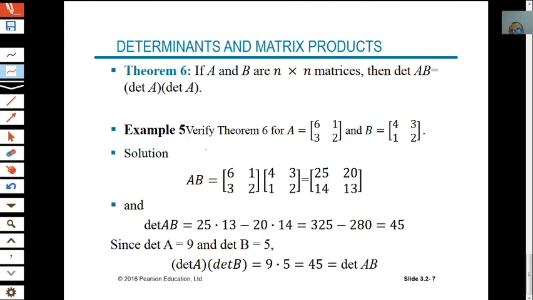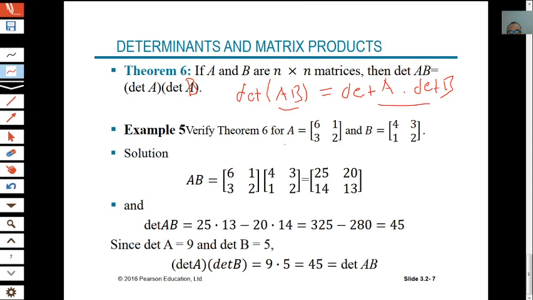And another important theorem: if A and B are n by n matrices, then the determinant of the product of them will be equal to the determinant of A times the determinant of B. Namely, the determinant of the multiplication of them is equal to the determinant of A times the determinant of B. This is very important information. Without finding the multiplication of them, we can easily find the determinant of the product of two matrices just by multiplying the determinants of them.